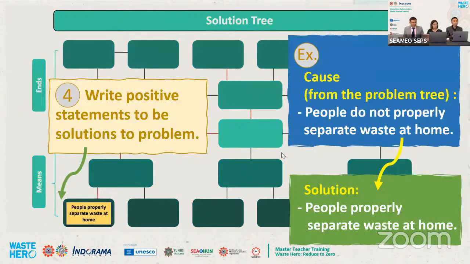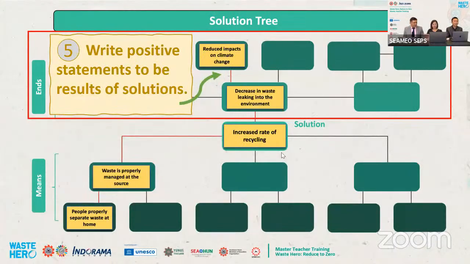Okay, and after that, create a new tree by writing positive statements from the causes to be the solutions of the problem. For example, write people properly separate waste at home to be the solution of the cause which mentions people do not properly separate waste at home. Finally, write positive statements to be the result of the solutions. For example, write decrease waste leakage into the environment, right, to be the result of the solution. Okay.